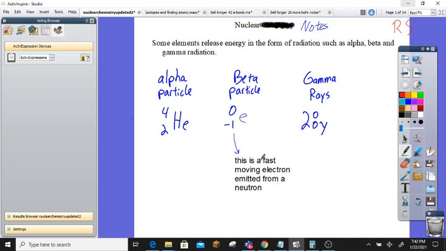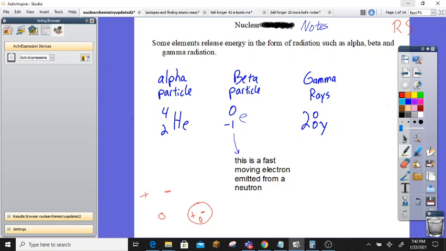A beta particle is a fast-moving electron that comes from a neutron. So where do neutrons come from? Well, you have your protons, which are plus, your electrons, which are minus, and neutrons have a charge of 0. A neutron is actually a proton and an electron squished together. When you have a plus and a minus, they cancel out, right? You get a charge of 0.